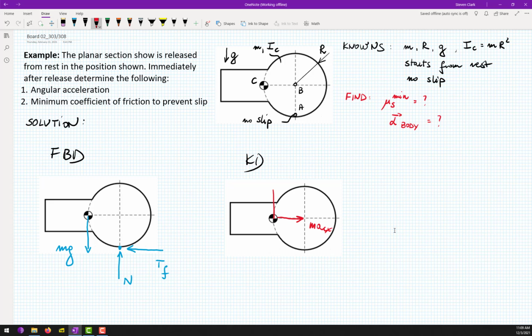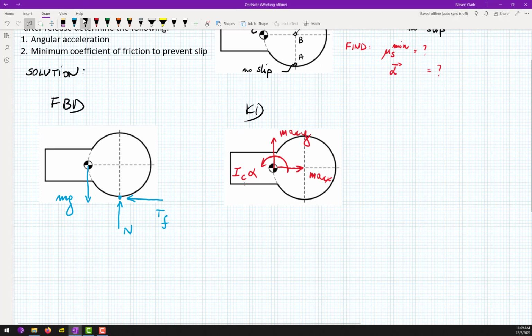MACX. MACY. And this is our IC alpha, okay? Just for clarity, I changed my mind. It's not gonna be alpha body, it's gonna be alpha, because we have only one body, okay? So it will be IC alpha. Okay, I think we're done with FBD and KD. Now equation of motion.